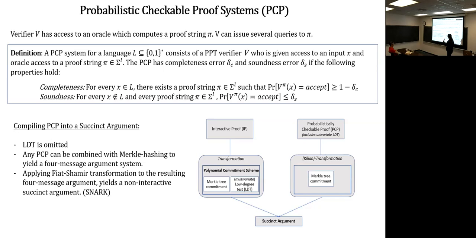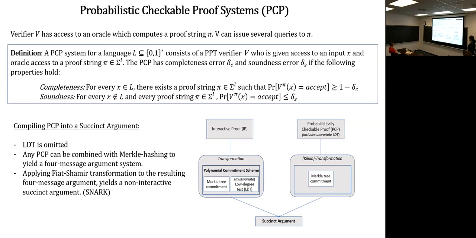We say that the PCP has completeness error delta C and soundness error delta S if again the following two properties are satisfied: completeness and soundness. Completeness and soundness are defined similarly to the IP system. There are some differences when we want to compile a PCP into a succinct argument system, in contrast to the compilation of an IP into a succinct argument system. The main differences are the following. We don't use any low degree tests in this construction.